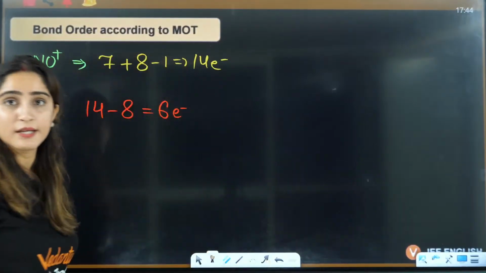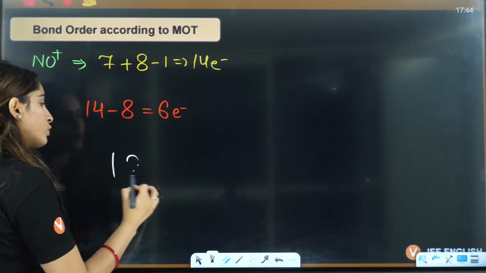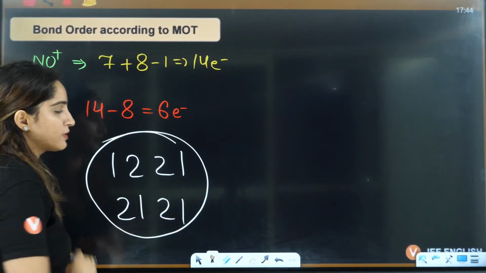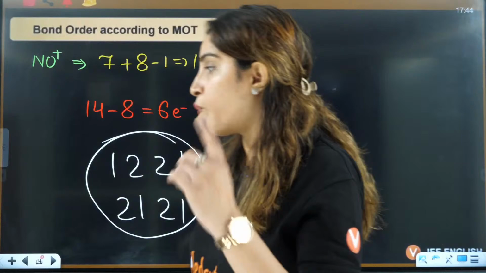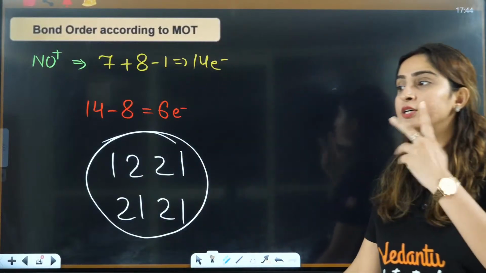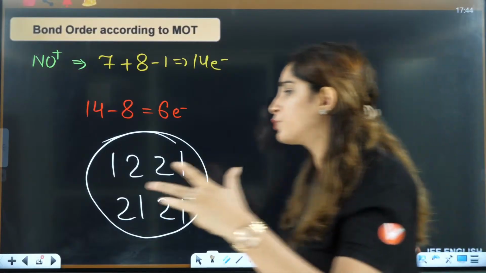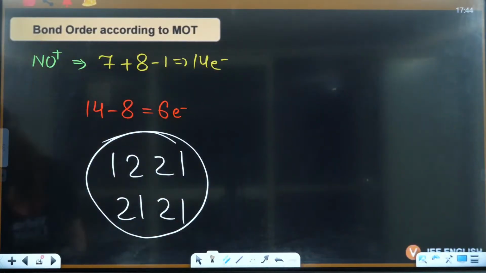Now the question is whether it should be 1 2 2 1 or 2 1 2 1. Who will answer me this? Any idea on that? Everybody in the chat box, I'm waiting for your answers here.